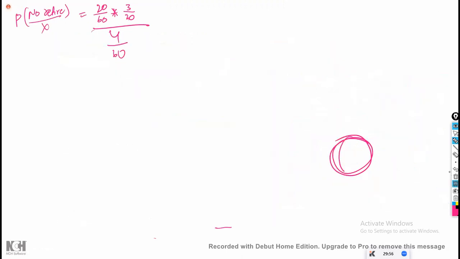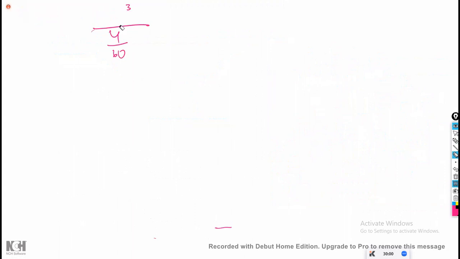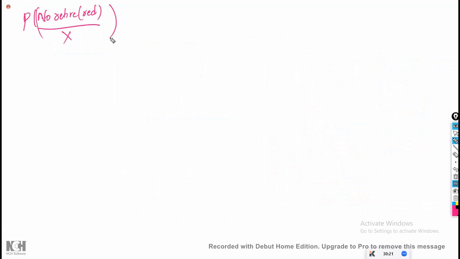Got the point? Once again. P of red, that is, the probability of a given data point being a red data point, is equal to the prior probability times the likelihood. What is the prior probability value? 20 by 60, 20 data points overall out of 60, into the likelihood. What is the likelihood? The likelihood is 3 by 20.